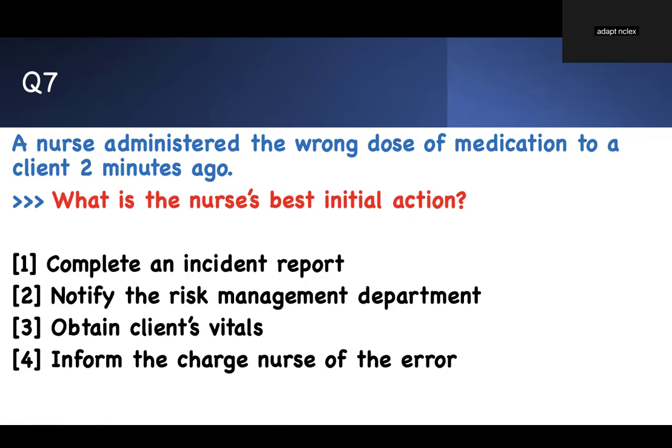Assess the effect of the medication on the patient. The safety question on NCLEX is not about you. How is the patient doing? Always, when you see it, ask how the patient is doing. This patient is not doing okay because you gave him a wrong dose.